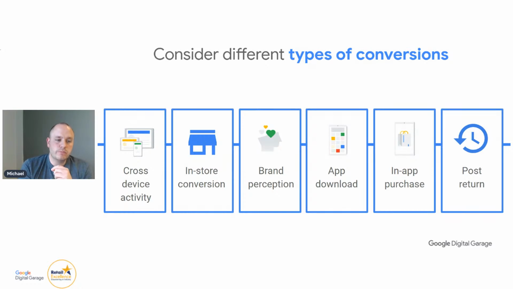Finally, post-return. So first, why did the person return? And second, did the person convert the first time they came to us? And if not, how can you convert them and make sure that they're more likely to convert the second time they visit your site? Now, keep in mind, even if someone didn't convert as a new visitor, you made enough of an impression with them to get them to come back and consider you a second time around.